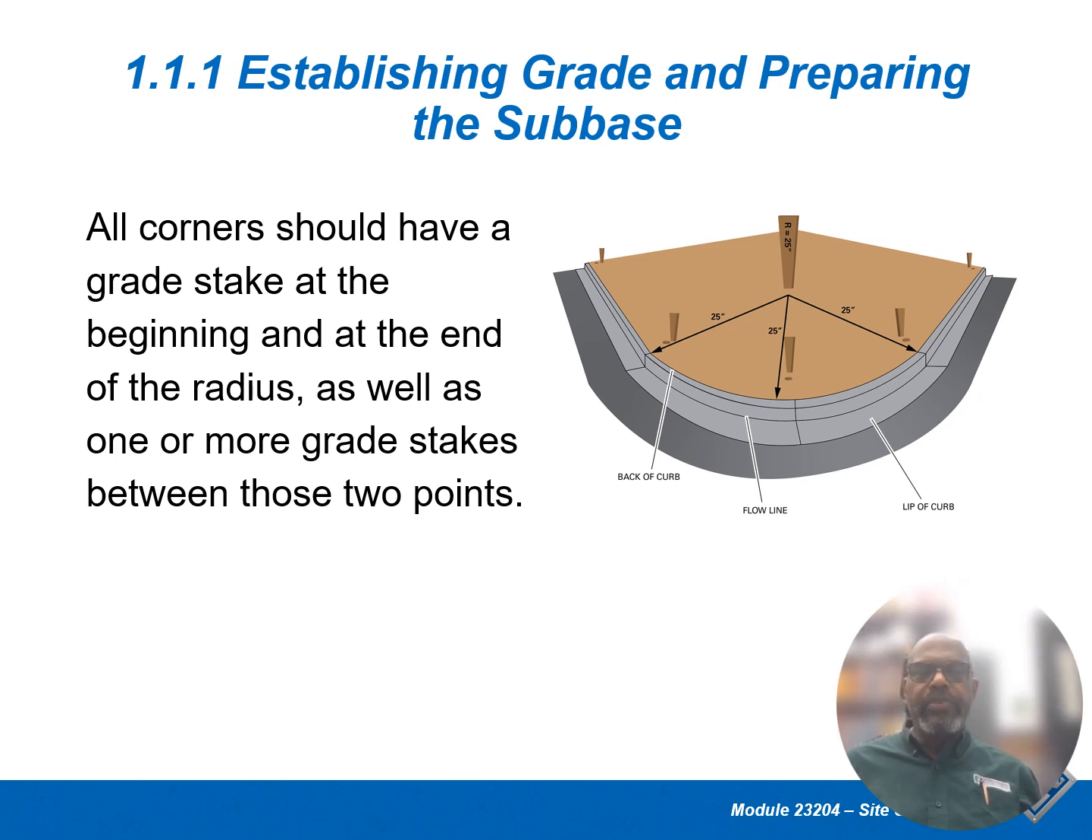So again, this is the back of the curb. This is the flow area, the flow line, where water will be going to the gutters. And of course, the lip of the curb that is built out, adjacent to or touching the pavement, even if it's asphalt or concrete. That curb will make the connection at that point.